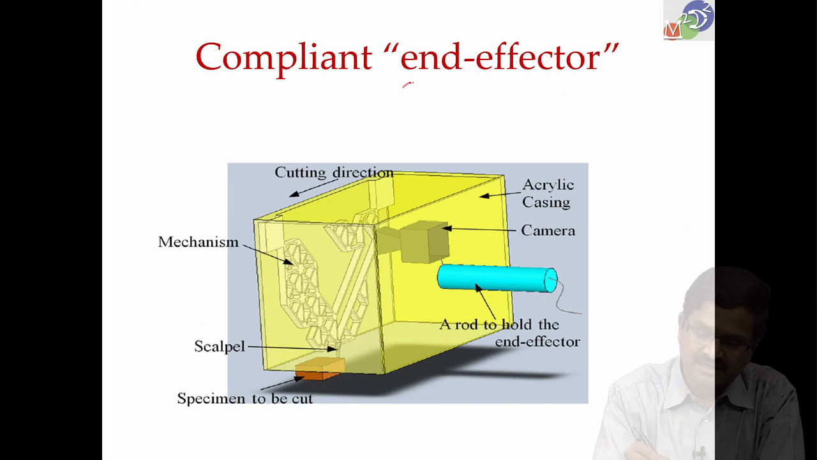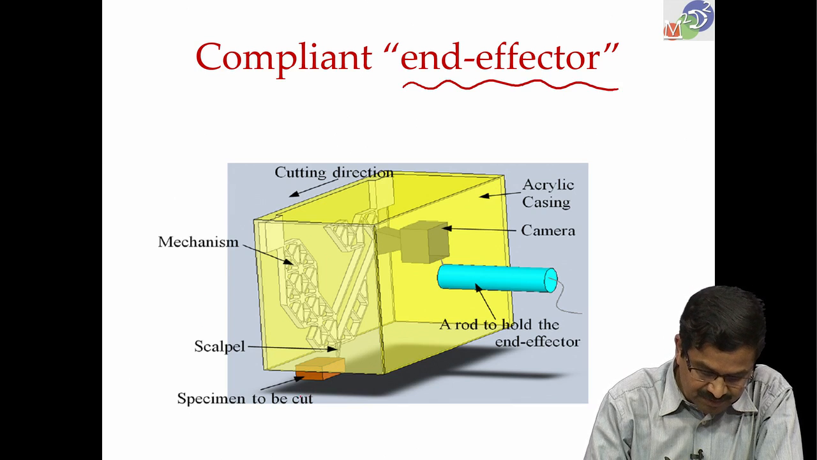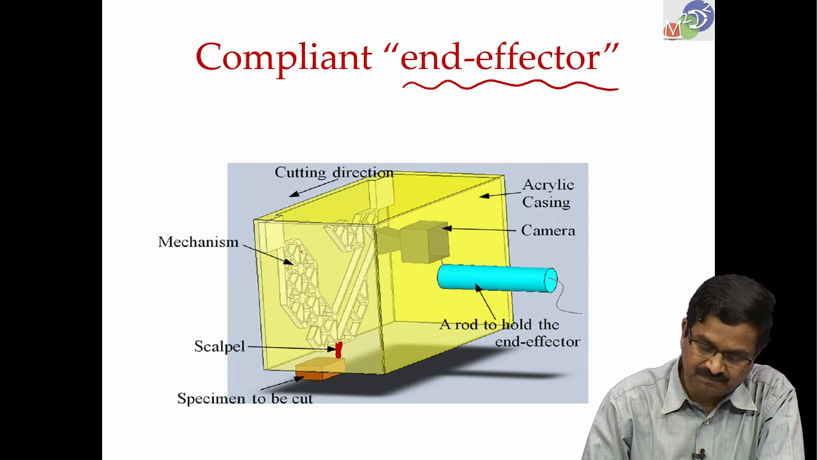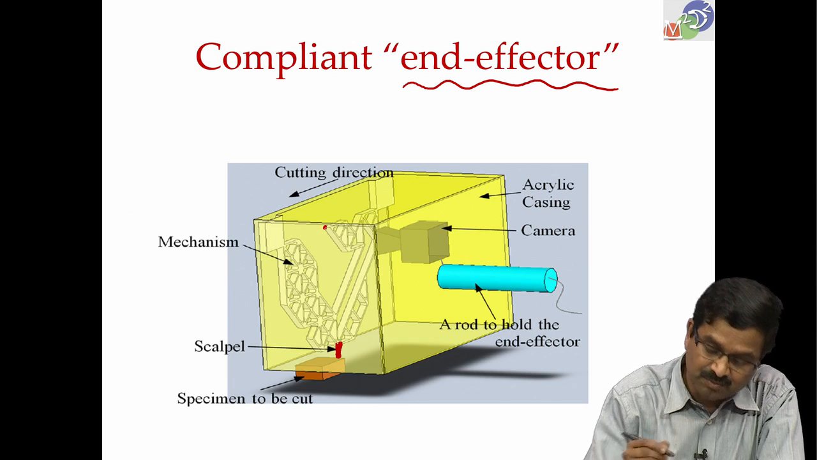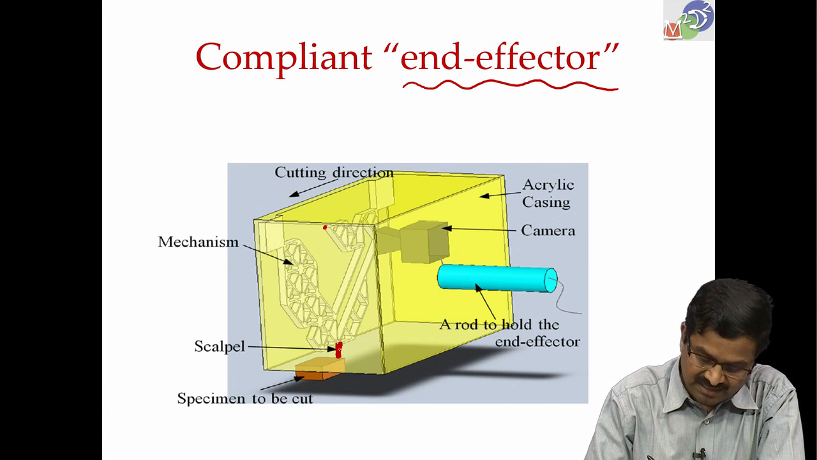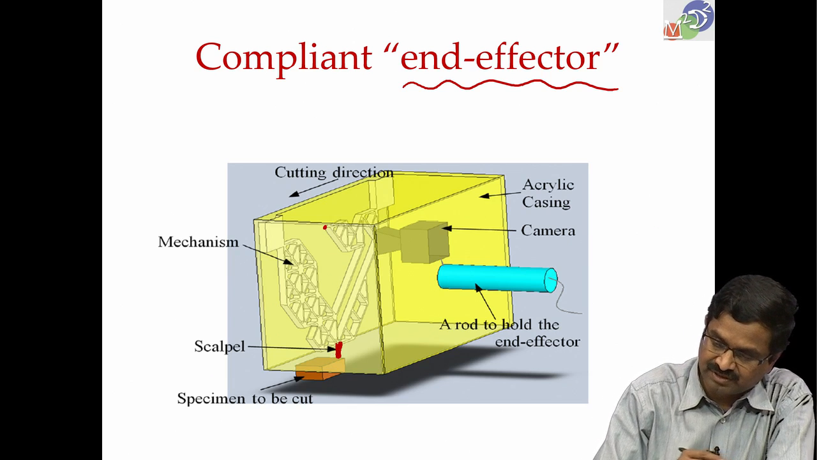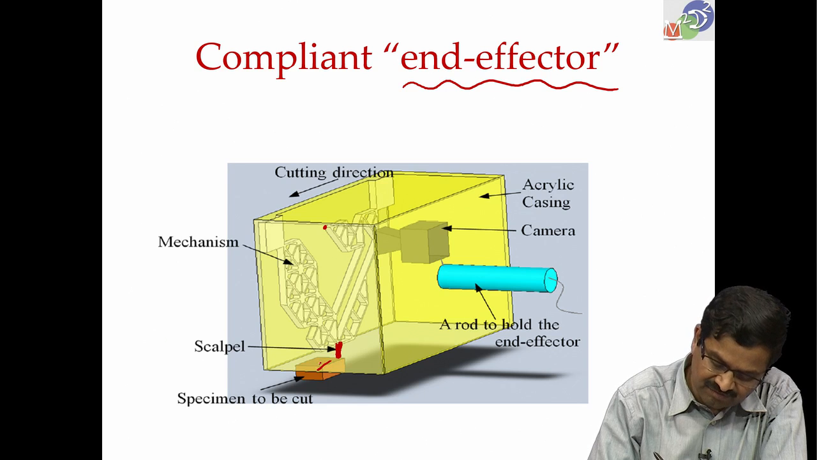So, here is the end effector of the thing. The specimen to be cut is here, the scalpel is attached to the compliant mechanism. This is the knife edge that cuts here. So, we have the compliant mechanism and there is a camera looking at this point. As this whole casing, this acrylic casing in which the mechanism is enclosed, is moved, this is the direction of cutting.